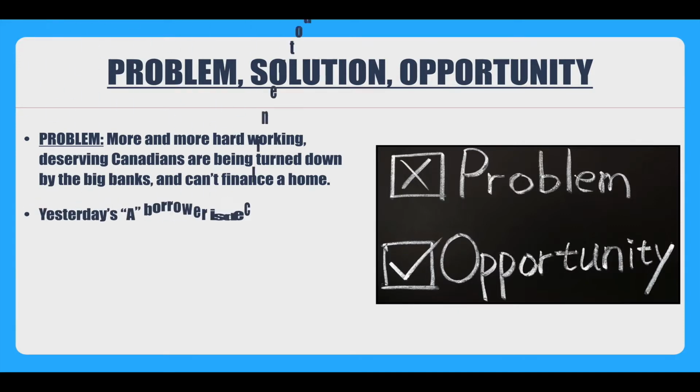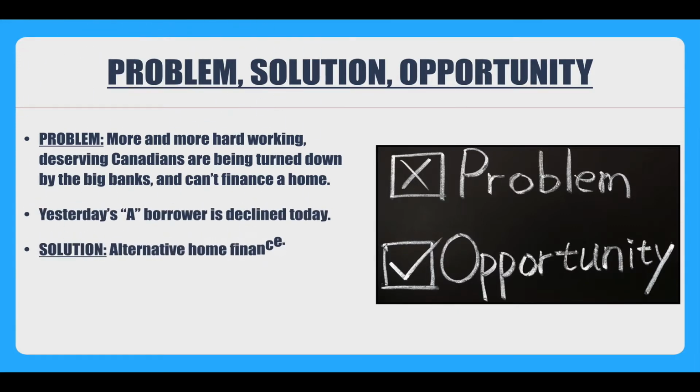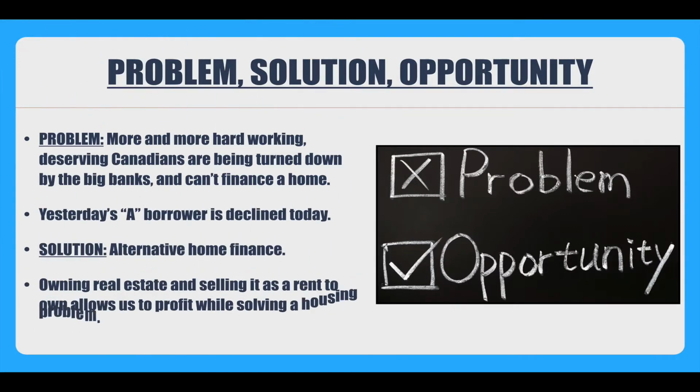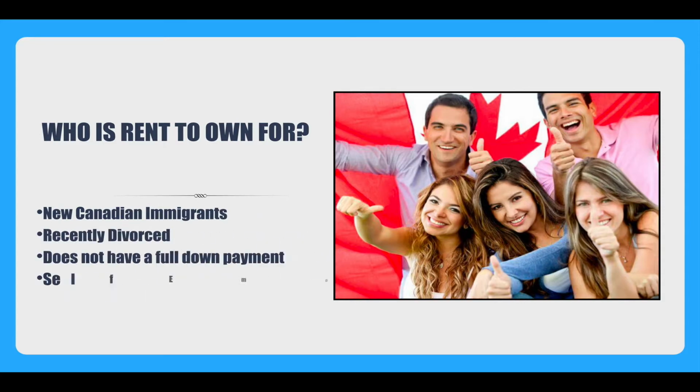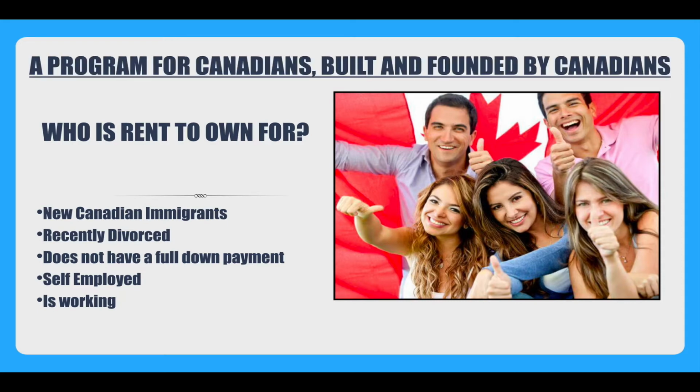The solution is alternative home finance. Owning real estate and selling it as a rent-to-own allows us to profit while solving a housing problem. Who is rent-to-own for? Rent-to-own is for new Canadian immigrants, people who may be recently divorced, people with not quite a full down payment. It's also for self-employed, but they do need to be working. This is a program for Canadians, built and founded by Canadians.